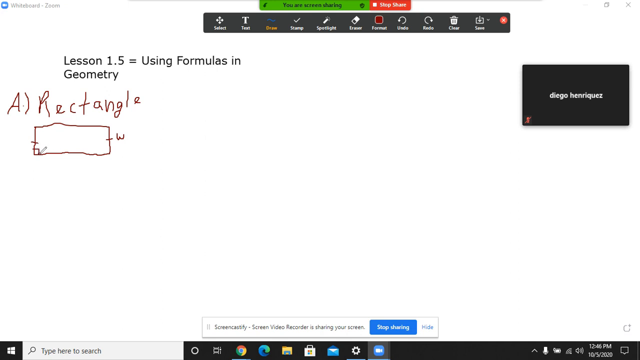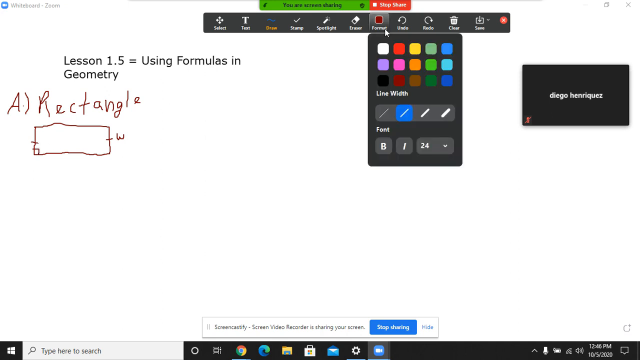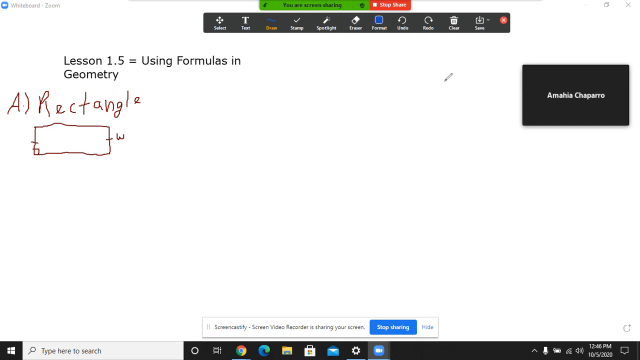And what is the other side called? The length, exactly, thank you. So the length is the other two sides, the top and the bottom. So the first formula we have to talk about is the perimeter formula. The formula says that we're gonna multiply 2 times the length, plus 2 times the width.